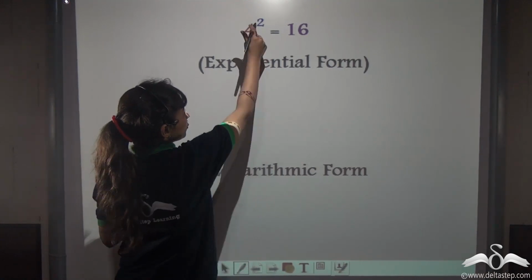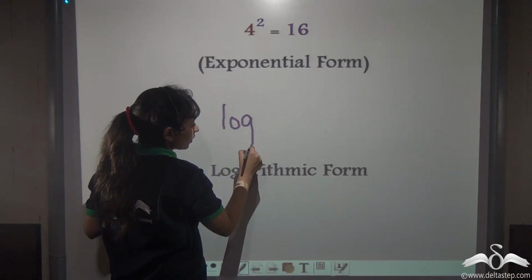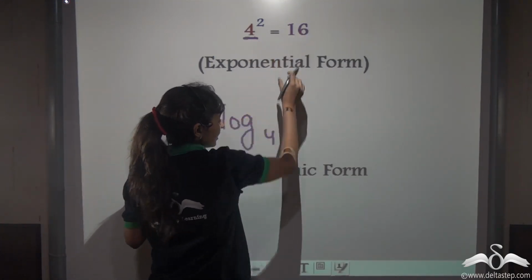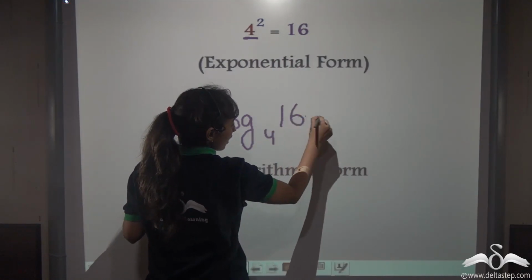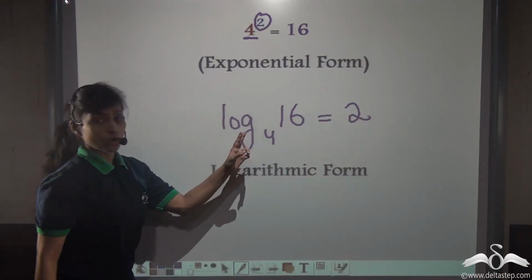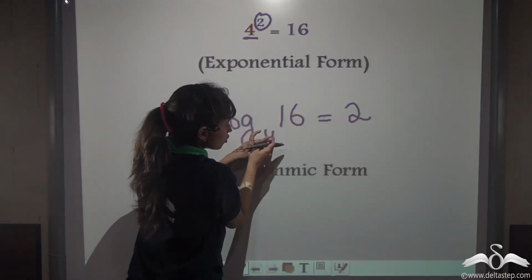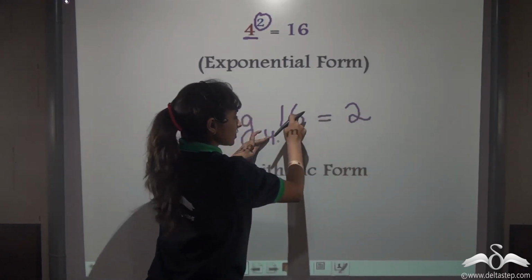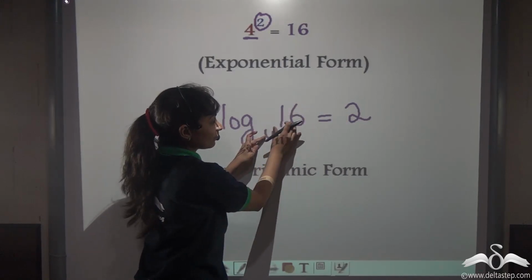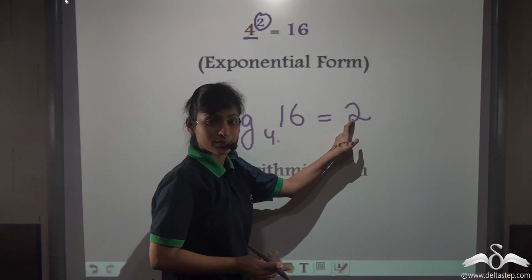Well, I told you that the base remains the same, 4. So what we will do, we will write log, we will write the base 4, right? And 16 comes here and the answer goes 2. So remember that arrow thing I told you? It starts from here to here. So 4 to the power 2 gives you 16. So log of 16, that is, 16 can be expressed as 4 multiplied with itself 2 times.